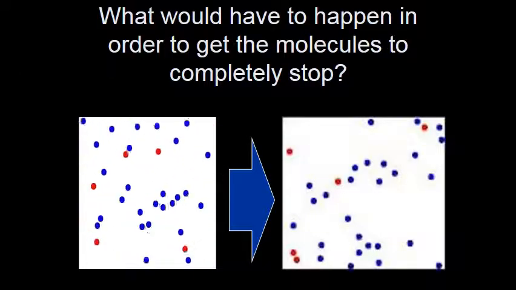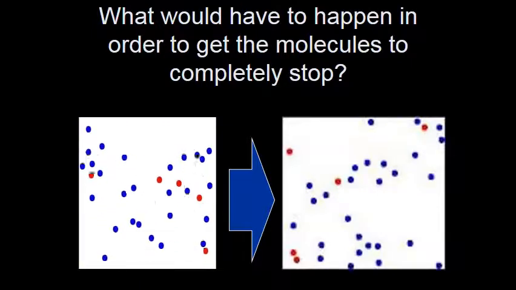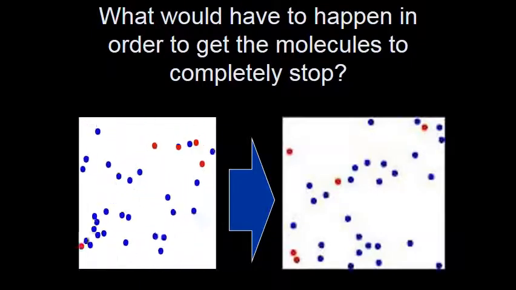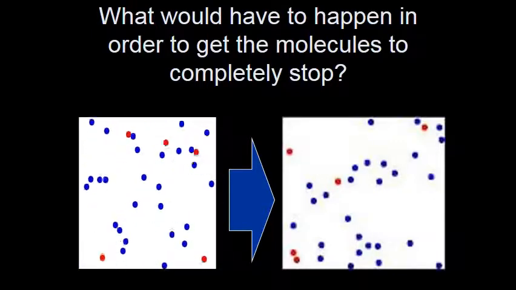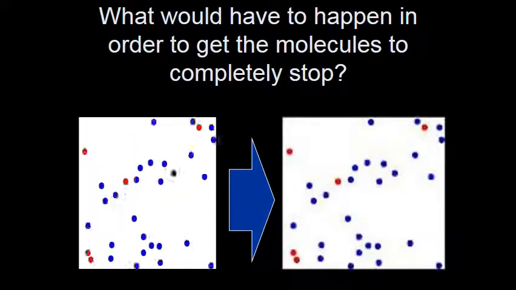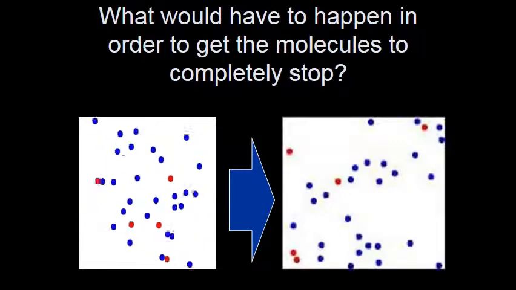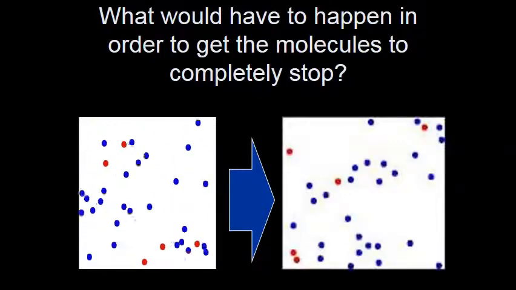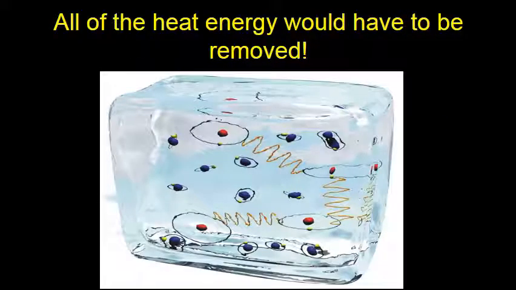So if that's true, if heat is then just how fast atoms are moving, well, what would we have to do to something in order to get the atoms to come to a complete stop? Well, if heating something up makes atoms move faster, then it makes sense that cooling something down would make the atoms go slower. And in order to get them to completely stop, you would have to remove all of the heat energy from them, and they would have to have zero energy.